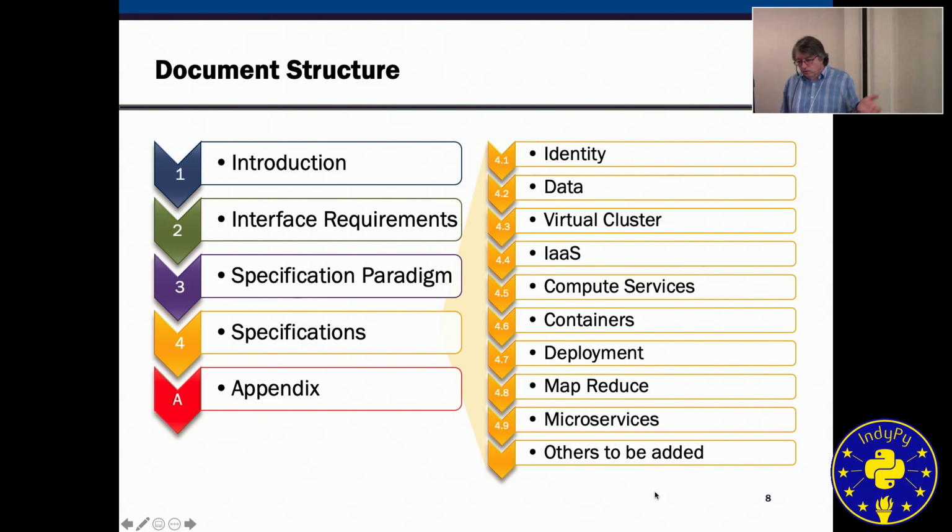We naturally want to also represent infrastructure as a service, compute services, containers, deployments, MapReduce, microservices, and others, such as analytics frameworks and pipelines that we would like to specify. One of the problems is I have worked previously in a standard body, and we had the issue that the contributions from the community came in so rapidly that the modification of the document took months to do, and this was also the case here.